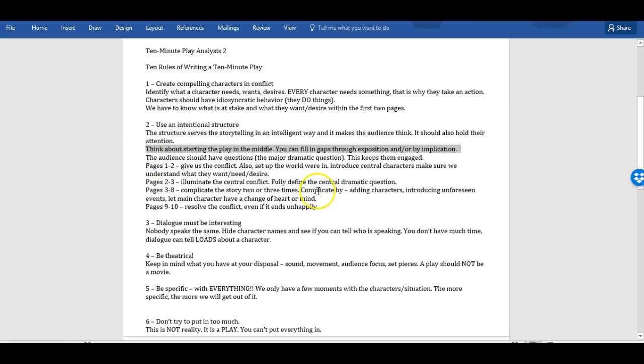Think about starting the play in the middle. Now I want to flesh this out a little bit. In my script analysis lecture, I talk about the inciting incident, which is something that happens that sets everything in motion. I've already mentioned it a couple times in this discussion. It could be that in a 10-minute play, the inciting incident happened before the play started. If that is the case, there is still going to be something that probably feels like the inciting incident, something that is the most important complication that happens early on.